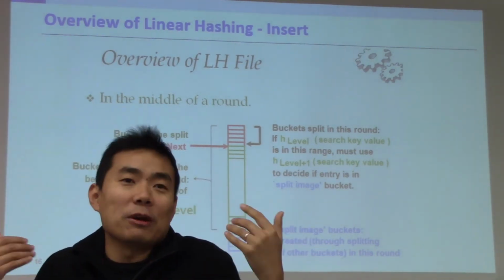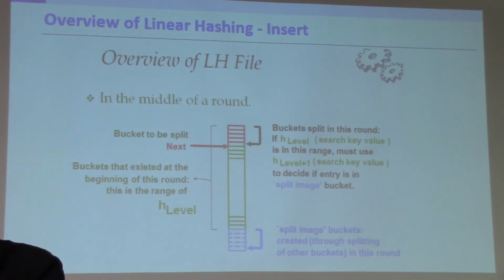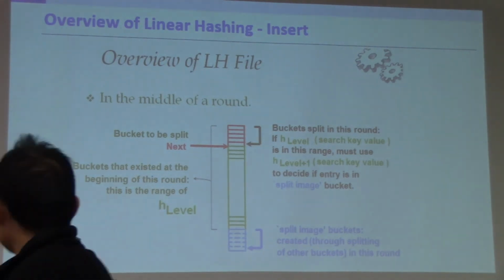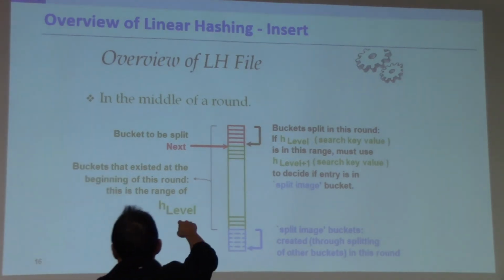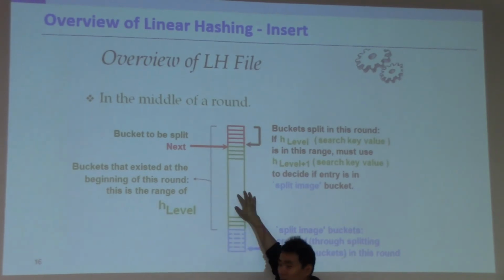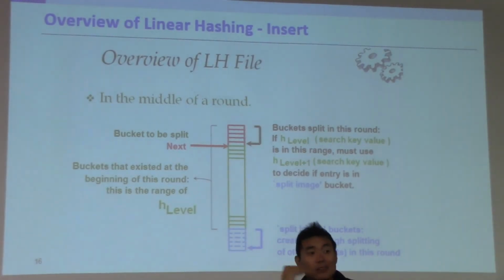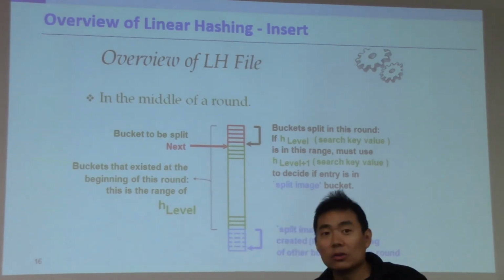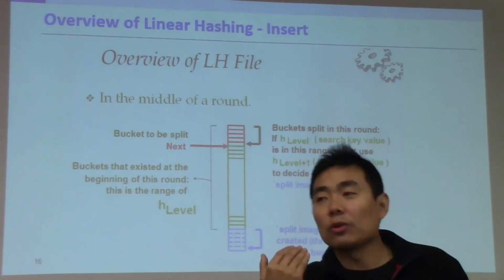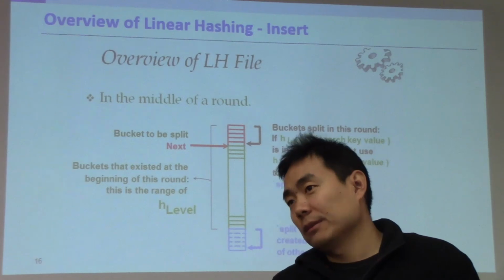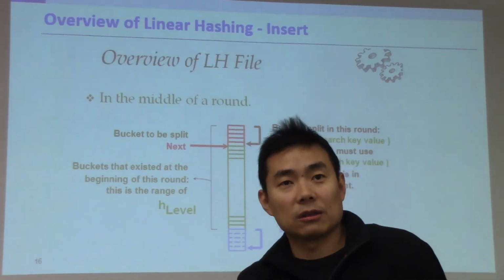All that being said, you may wonder, all sounds good, but how do I know if I'm red, blue, or green? I'm colorblind. Because you know where your next pointer is, right? Once you use the h_level hash function to figure out which bucket you are at, you look at your bucket number and compare that against the next pointer value. Then you know if you're blue, red, or green. That's how you do the searching, okay?